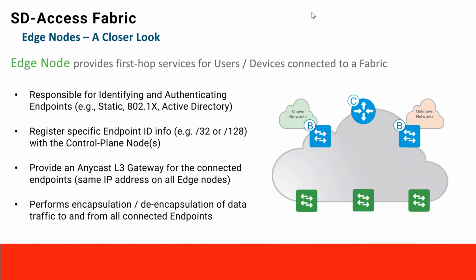Edge nodes are where the endpoints connect. These are the edge nodes denoted by an E, E for edge. It's responsible for identifying and authenticating the endpoints. Whatever the method is, either 802.1X or Active Directory or just static local credentials, though no one would use that, obviously. Spending so much on a network and then not having Active Directory or a AAA server wouldn't make sense.